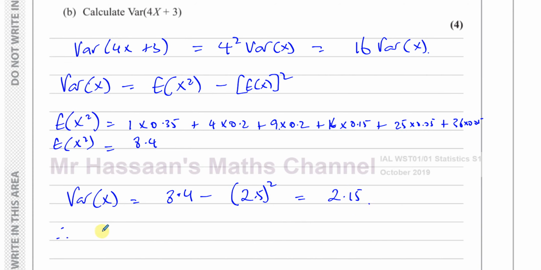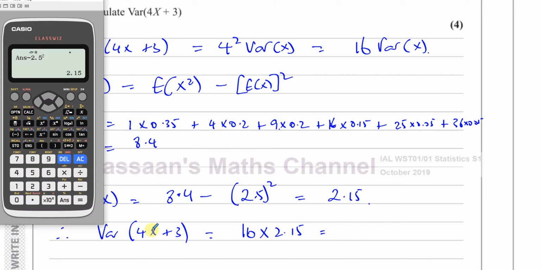So therefore we can say the variance of 4x plus 3 is going to be equal to 16 times 2.15. If you do times 16, that gives you 34.4.